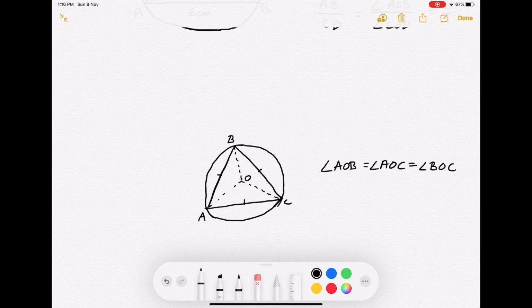Now if I add all these three angles, these are the angles around the center O, and the sum of these three angles has to be 360 degrees. Also, these three angles individually are equal to each other. Therefore, each angle has to be equal to 360 divided by 3, which here is 120 degrees. So the angle subtended by a side of an equilateral triangle is 120 degrees.